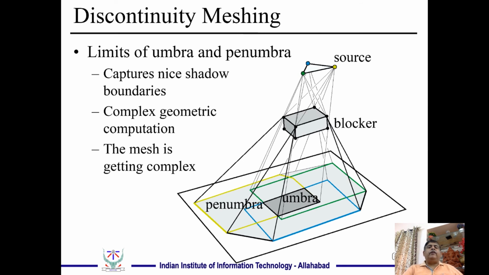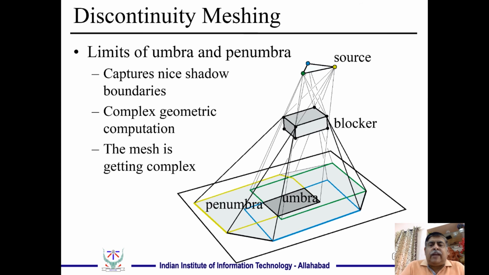We have said that slowly we are trying to compute things as close to reality as possible. Discontinuity meshing has been used here to determine a light source. Here, as you see, the light source is not a point source but a triangular source, which we have determined by 3 vertices: a yellow vertex, a blue vertex, and a green vertex.